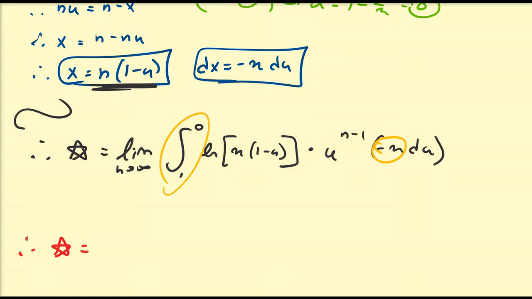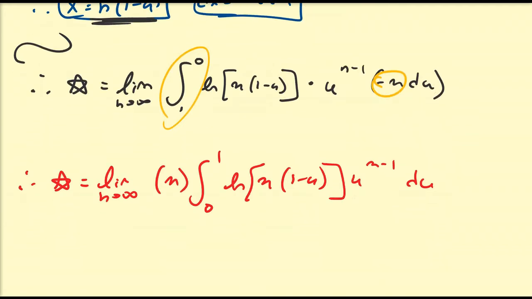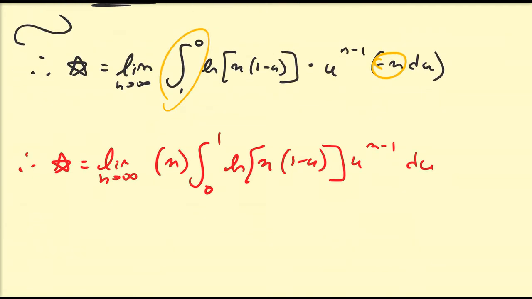So we can rewrite this as star is equal to the limit as n goes to infinity of minus n times the integral, so no minus now, so n times the integral from 0 to 1 of the natural log of n times (1 minus u) times u to the n minus 1 du. And we'll switch to x in the next step.